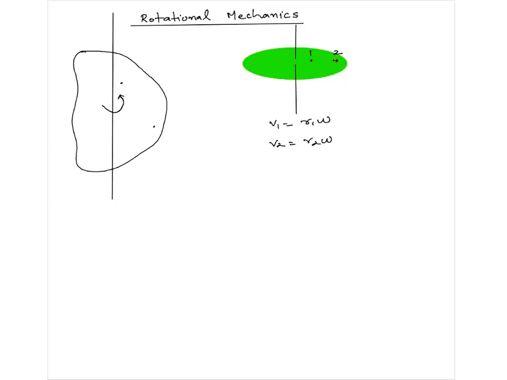Why is omega the same for both of them? Because both of them have to complete one circle in the same amount of time. In the same time this fellow comes back, this fellow also comes back. Just like that, here also the angular velocity is the same for both. In the same time this fellow comes back, this fellow also comes back.